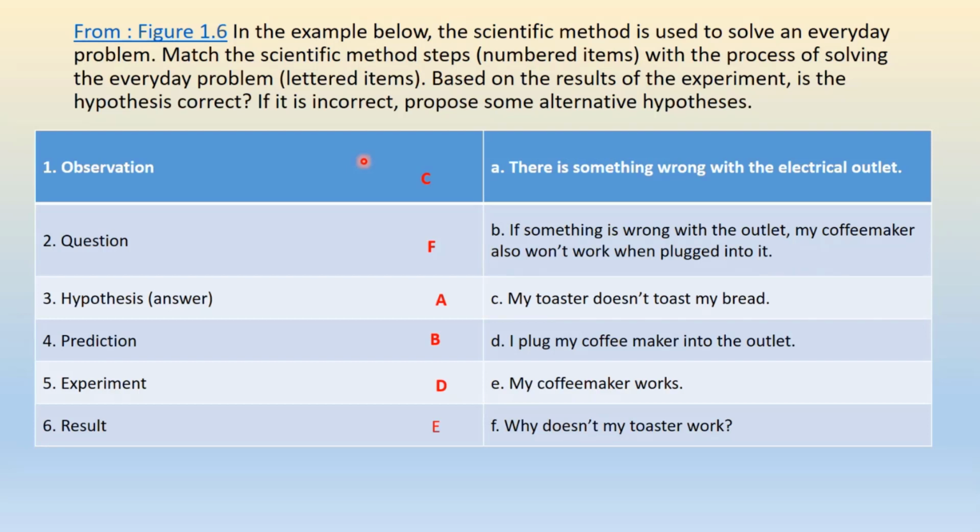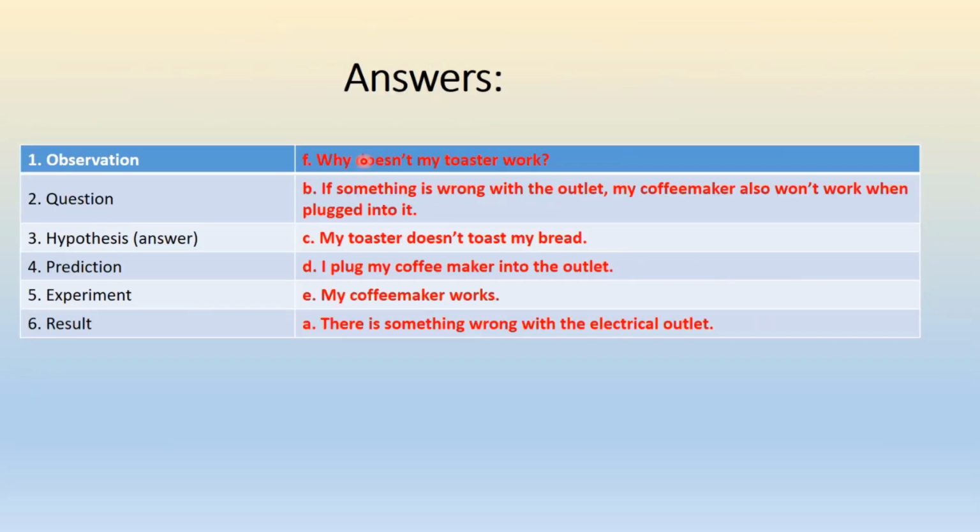And they said, based on the results of the experiment, is the hypothesis correct? So there's an additional question. The first question is for you to match the following, and we did that. And there's also an additional question which says, based on the results of the experiment, is the hypothesis correct? If it's incorrect, propose some alternative hypothesis. If it's not, what is the right one? You can give a proposal.